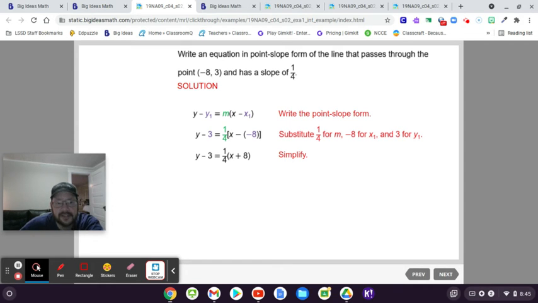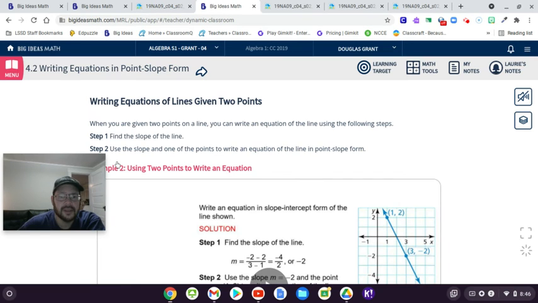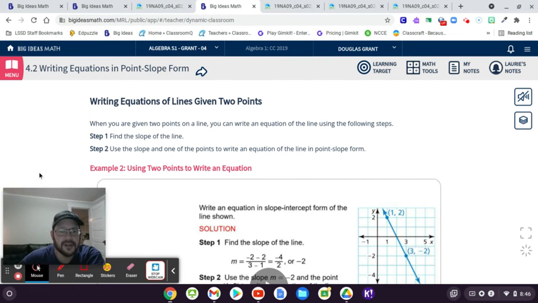Now, if you needed this to be in slope-intercept form, you could distribute the 1/4 and then add 3, and then you'd have slope-intercept form. But if it asks for point-slope form, there it is. That is point-slope form. Okay, so let's do some more notes if you need them.